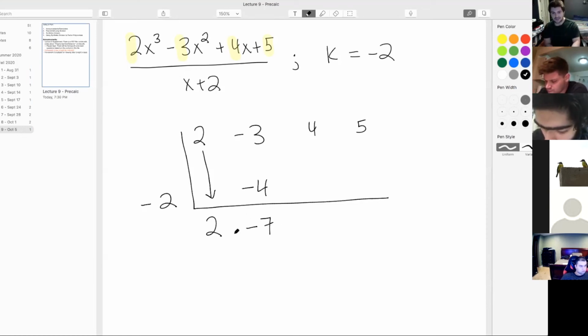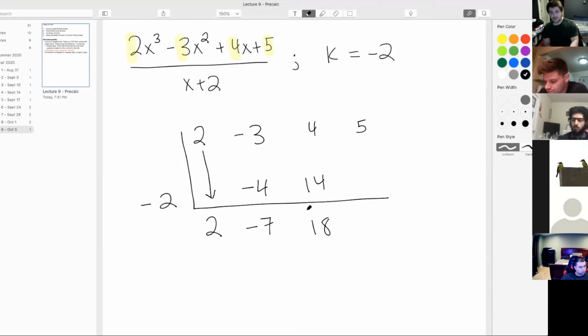Good. Now take this number, -7, and multiply it by your k value, -2. That will give me a positive 14. -7 times -2 is positive 14, so I'll place it right here. And again, add this column together. Do 4 plus 14. 4 plus 14 is 18. All right, so far so good.